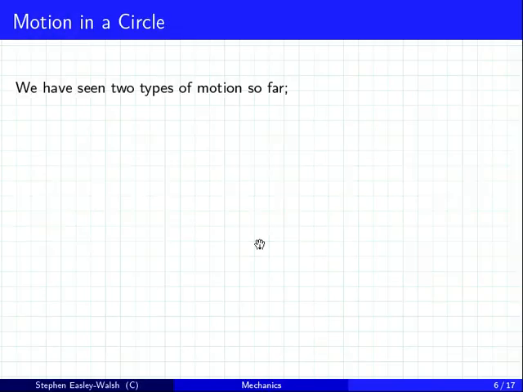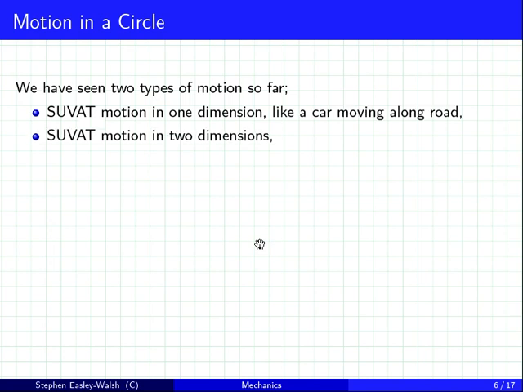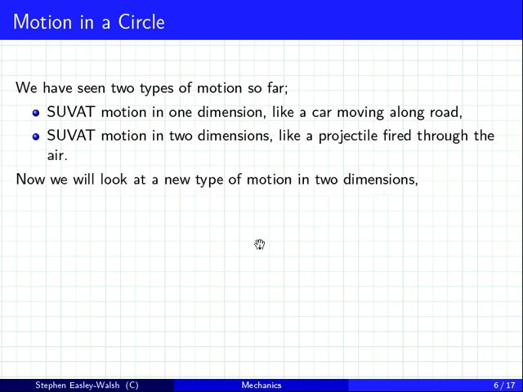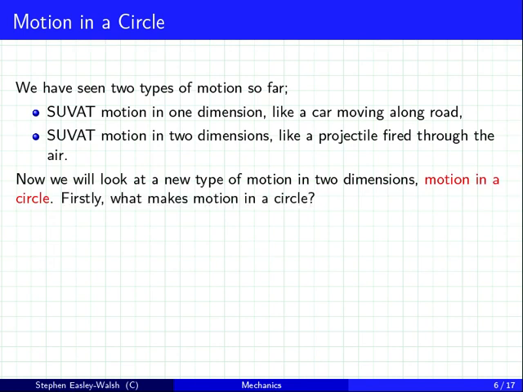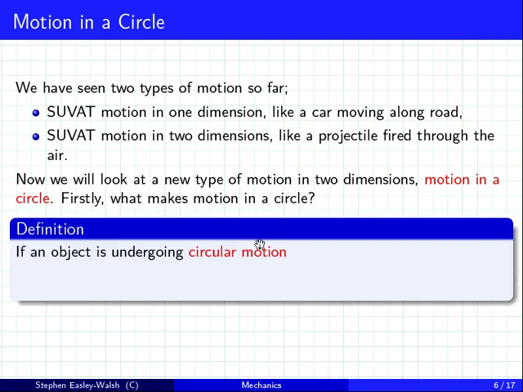We've seen two types of motion so far in this course. The SUVAT motion in one dimension and in two dimensions. So, you know, the projectiles and the linear motion. What we're going to look at now is a new type of motion called motion in a circle. Firstly, what makes something move in a circle? If something is moving in a circle, what do we know about the force that is making it do this?